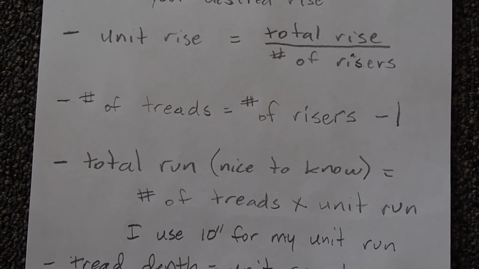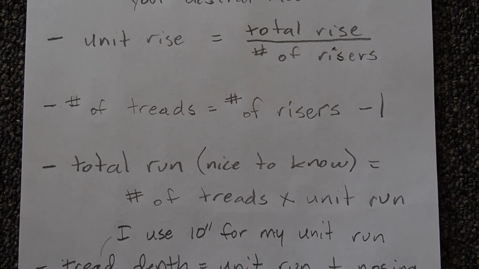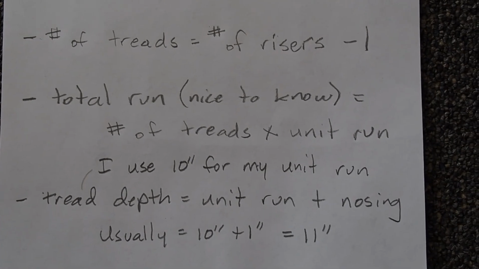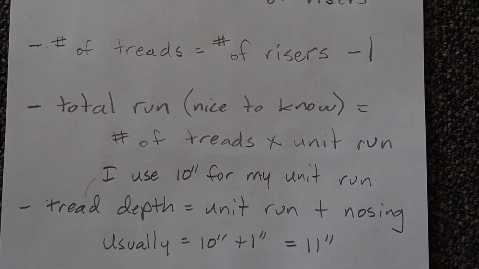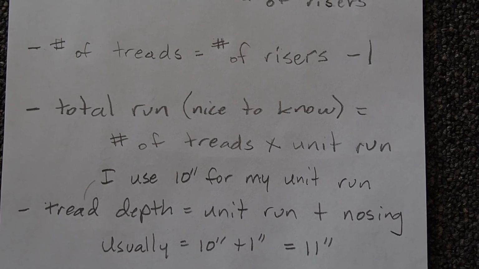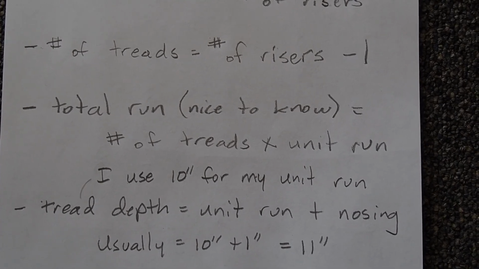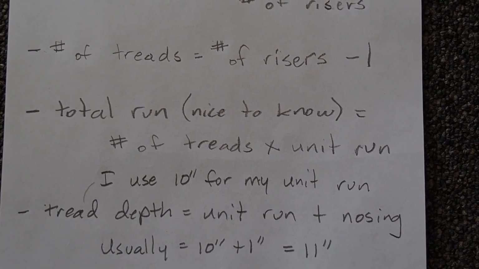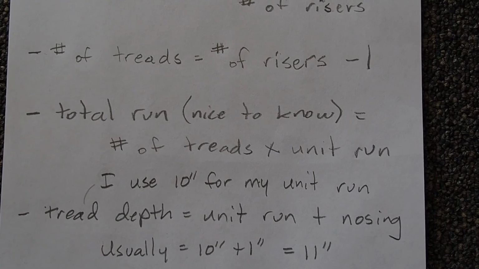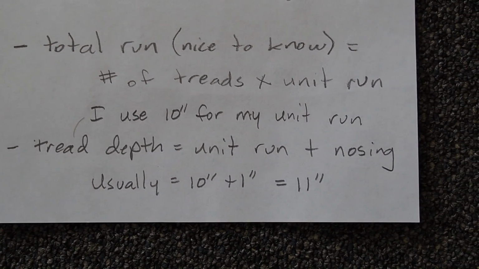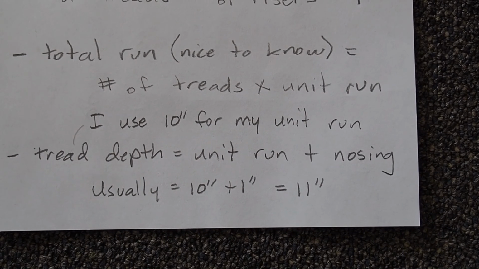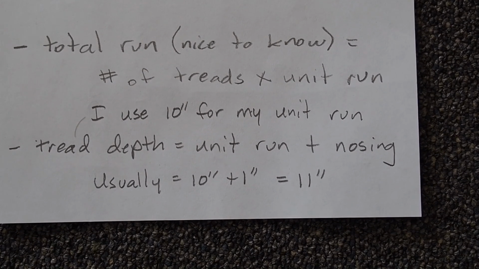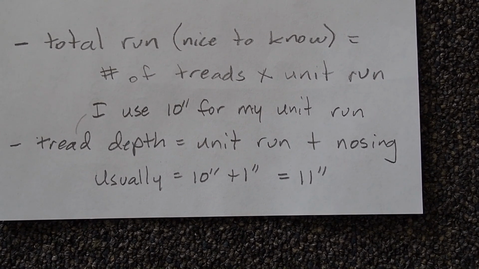The next is, how many treads will you need? The number of treads is equal to the number of risers minus 1. It's kind of nice to know how long your stairs are going to be. That number is called the total run. The total run is the number of treads multiplied by the unit run. Because I just about always use 10 inches for my unit run, that formula would be number of treads times 10. And lastly, the tread depth is the unit run plus the nosing. And again, because I usually use 10 inches for my unit run and 1 inch for my nosing, the tread depth on a set of stairs that I build is typically 11 inches.